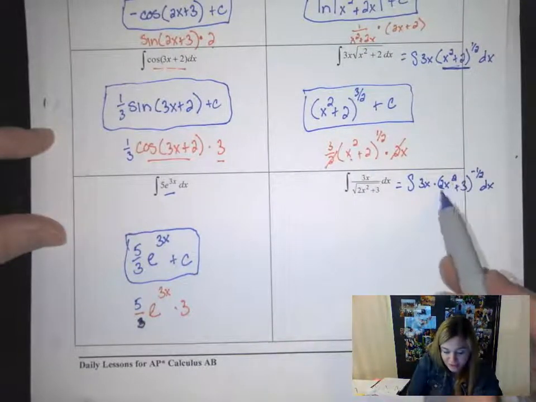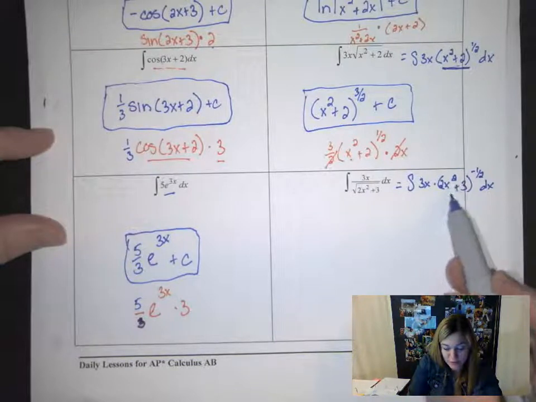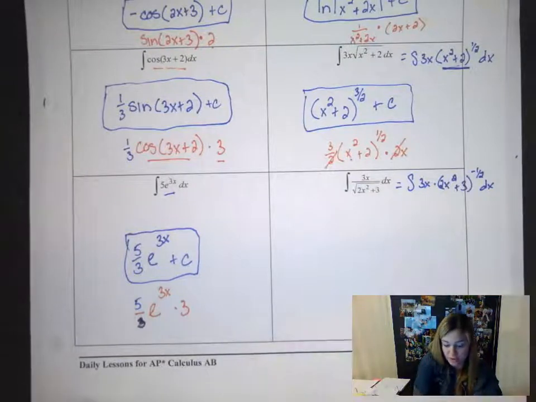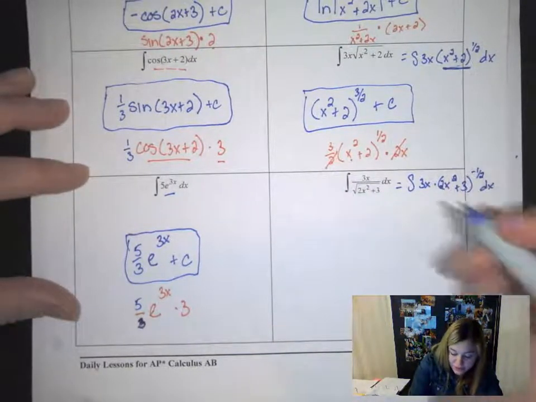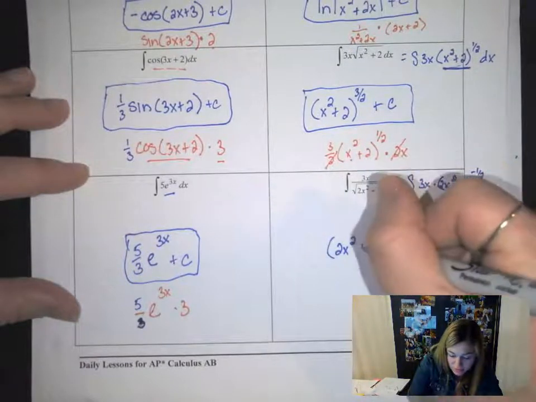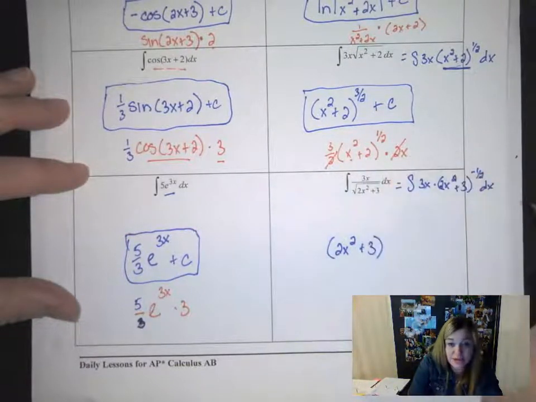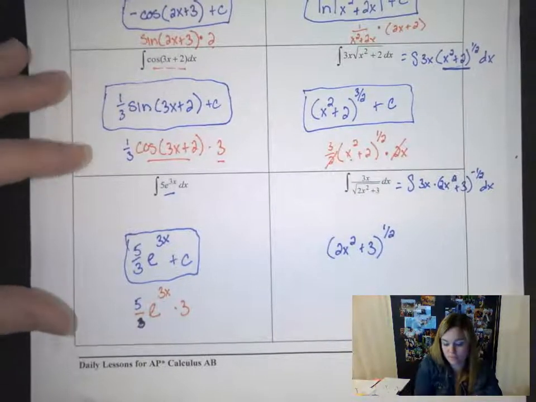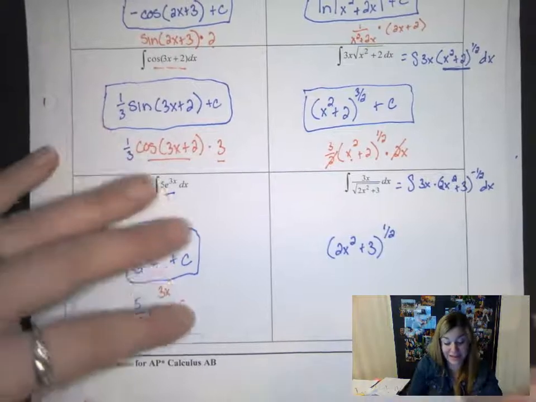The derivative of the inside, this 2x squared, would be 4x. I'm okay that this is 3x. As long as it has an x out here, I'm good. So I'm going to take the antiderivative, which would be leaving the inside alone. My new exponent is a positive 1/2. And that's my guess. That's all I've got.